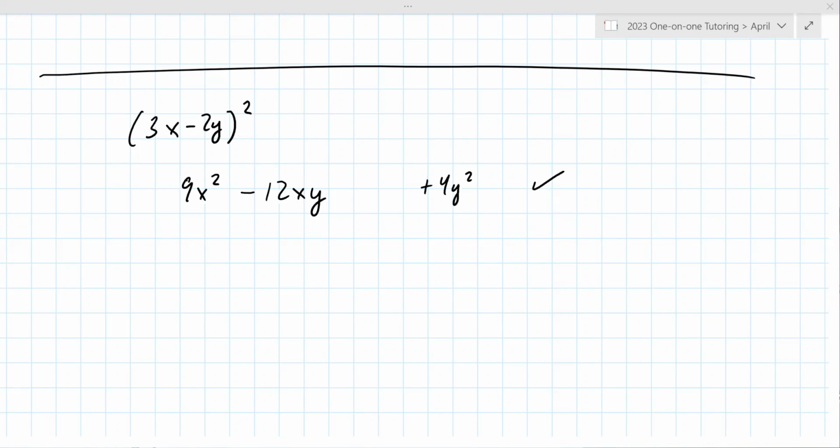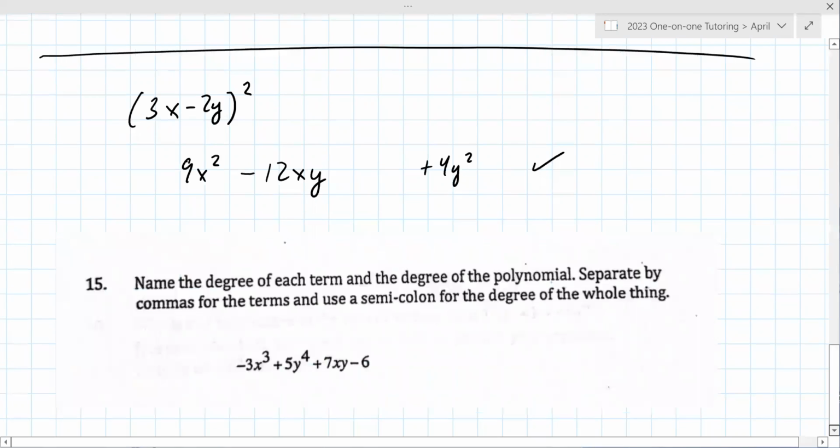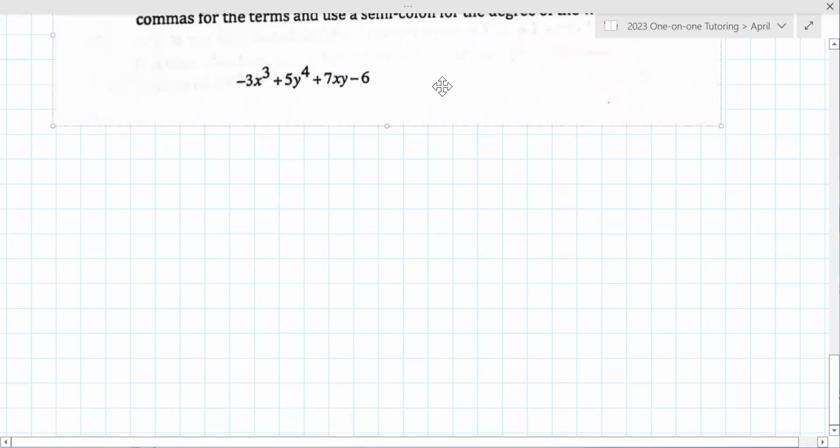I don't know, for number 15, he says name the degree of each term and the degree of the polynomial. Okay, and I don't quite understand. Yeah, I got it here. So we'll look at 15. Kind of do the same thing here. We'll go through this one. I'll give you one like it just to have you think about it on your own.